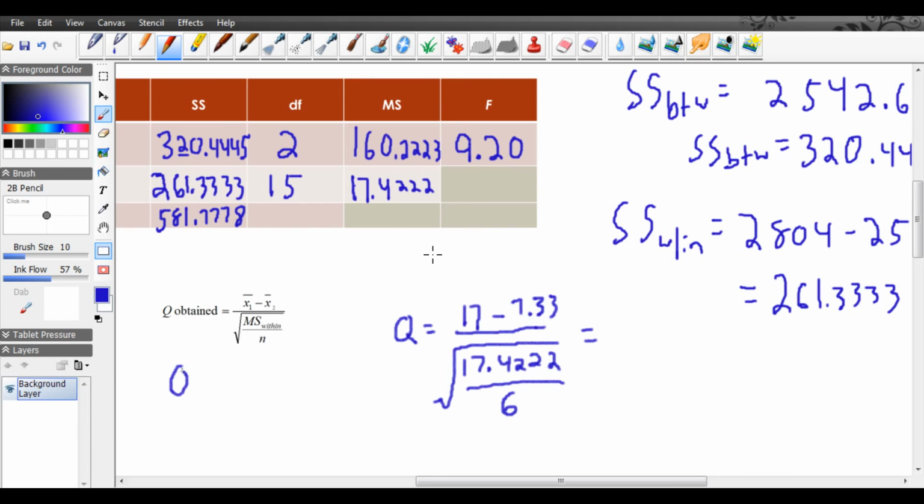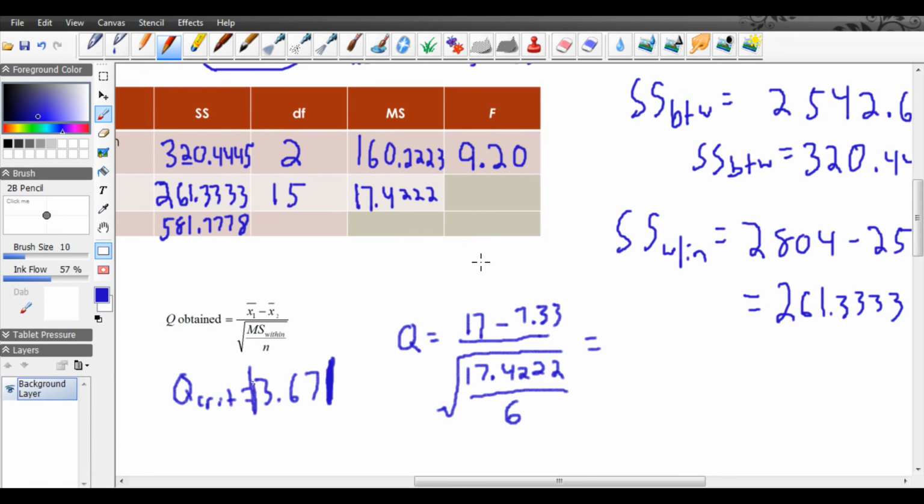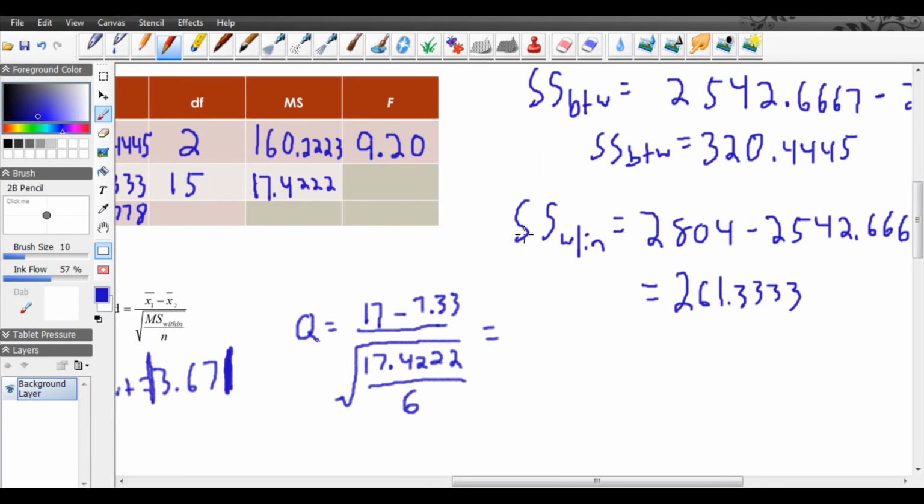So we'll put Q critical equals 3.67. Now it depends how you set this up, whether it's going to be positive or negative. I'd set it up so that it's always a positive value, so the higher mean is to the left. But just in case you don't, we can just say, okay, absolute value 3.67 is our critical. So we take 17 minus 7.33. That gives us 9.67 in the numerator.